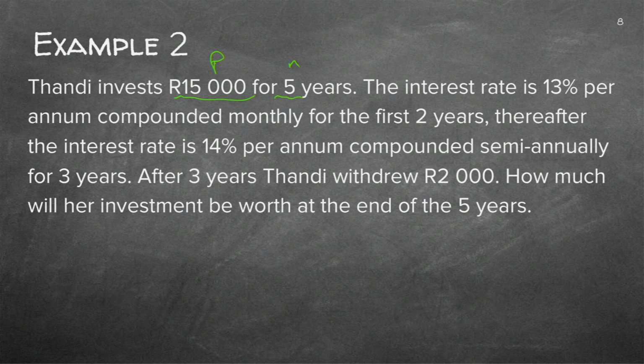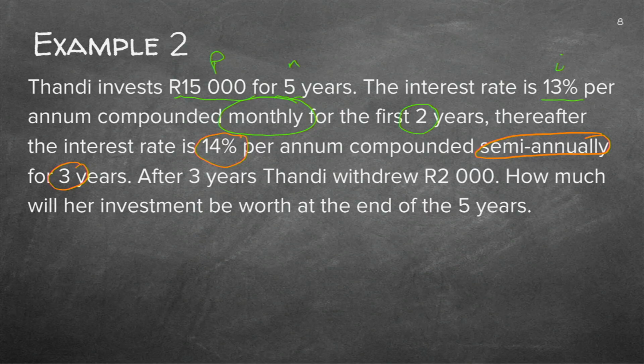So we'll just read further, but it seems like maybe this is the final 5 years overall. The interest rate is 13%. There's the I. Compounded monthly for the first 2 years. So there's going to be an interest rate change. Thereafter, the interest rate is going to be, let's just do a different color, that makes it easier, it's going to be 14% compounded semi-annually. Good. For 3 years.